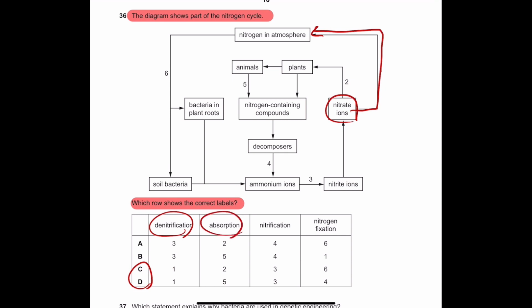Absorption means organisms or the environment sucking or absorbing the chemical substances. So in this case, it looks like nitrate ions are going into the plant. So I guess number 2 is the absorption. So we got the answer already. It's C, but let's have a look at the nitrification and nitrogen fixation as well.